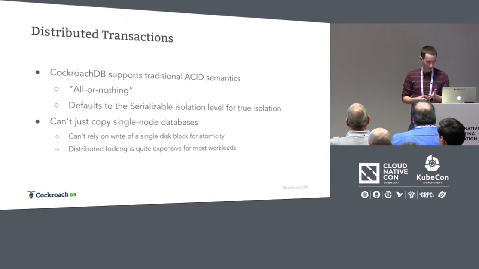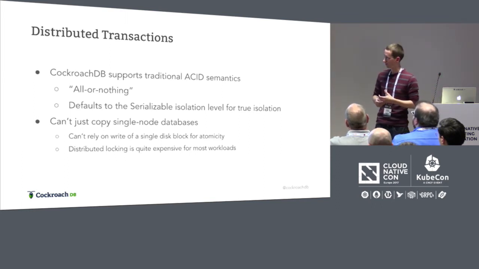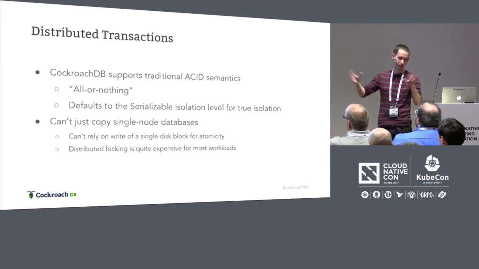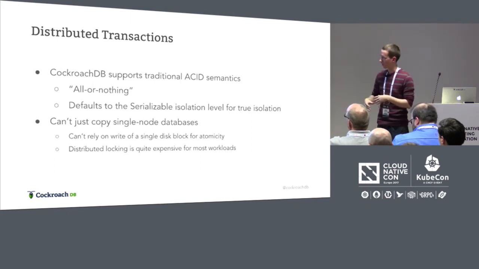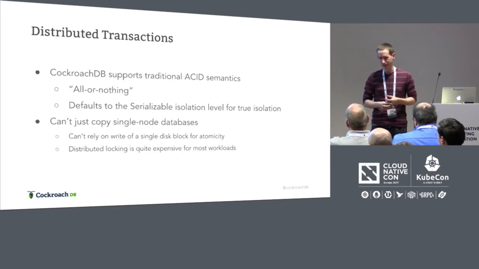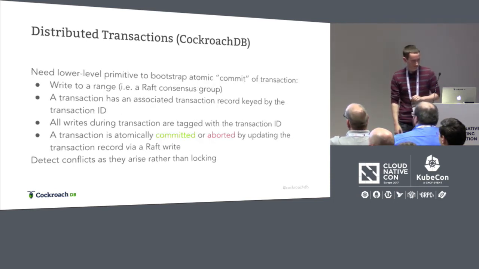And in order to do this, we can't just copy what single node databases do. We have different constraints. We can't rely on a single disk write to atomically commit something because we have multiple disks potentially spread across the world. We can't use distributed locking very easily because it's very expensive relative to single machine locking. And so the transaction protocol looks a little different from what you see in a single node system.